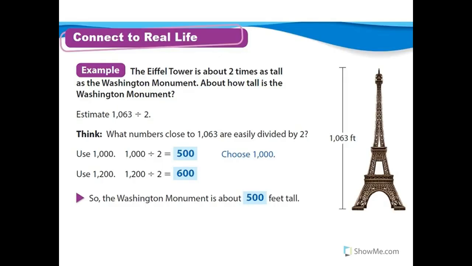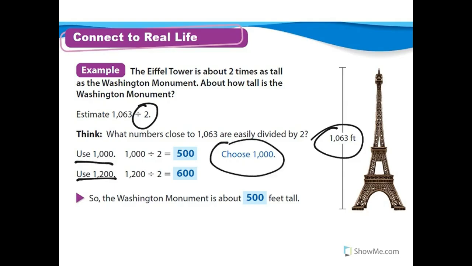So our example, the Eiffel Tower is about 2 times as tall as the Washington Monument. About how tall is the Washington Monument? It says that it's 1,063 feet, right? It's about 2 times as tall, so if we did the division, it would be dividing by 2, right? So we're going to estimate. They're going to use 1,000 and then 1,200. Well, which is closer? They're going to choose 1,000 because 1,000 is a lot closer to 1,063 than 1,200.